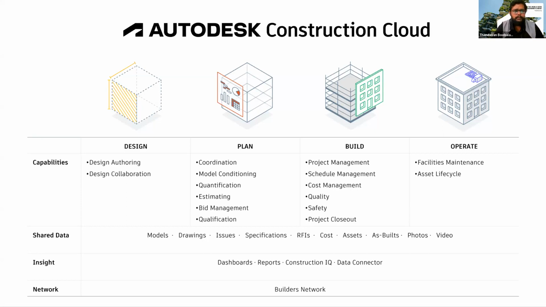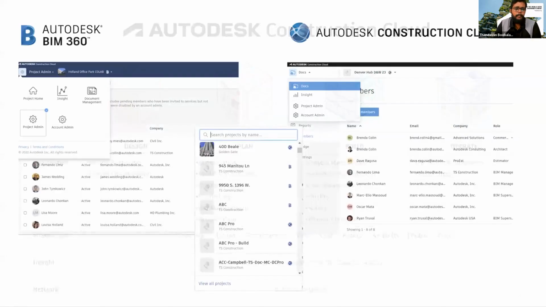The Autodesk Construction Cloud, this unified platform, connects the data from the design stage through to operation. You can see there are a lot of features and functionalities in each module, like the build module or the design module, such as design authoring and design collaboration. This is what we call connected construction.